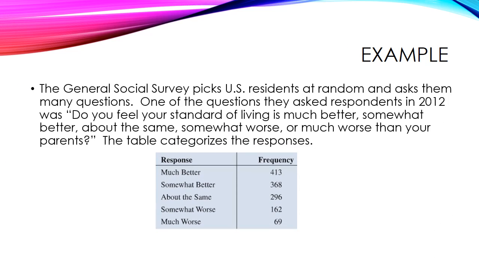Okay, so for example, the General Social Survey picks U.S. residents at random and asks them many questions. One of the questions they asked in 2012 was, do you feel that your standard of living is much better, somewhat better, about the same, somewhat worse, or much worse than your parents? And we have a table that categorizes the responses.